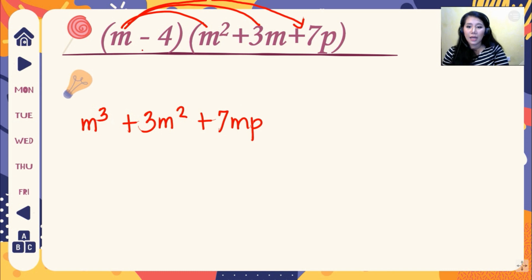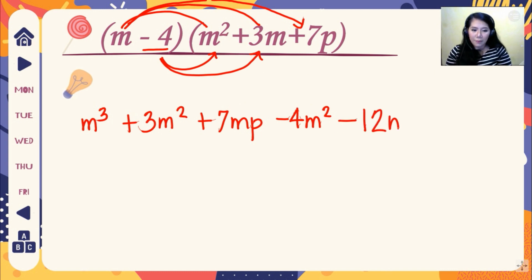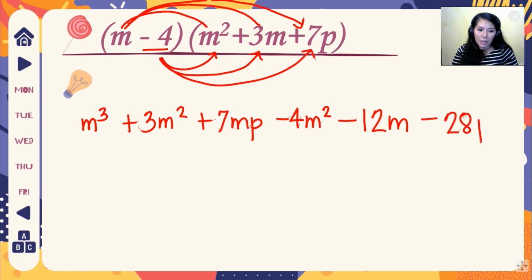Then next, si negative 4, it times natin kay m squared. Magiging negative 4m squared. Pa rin naman, diba? So, pagtatabihin lang natin sila kasi wala namang magkaparehas na variables. Next, si negative 4 ulit, it times kay positive 3m. Take note, negative 4 times 3 is negative 12m. And then, negative 4 ulit, it times kay 7p. So, that is negative 28p. Okay? Ayan.